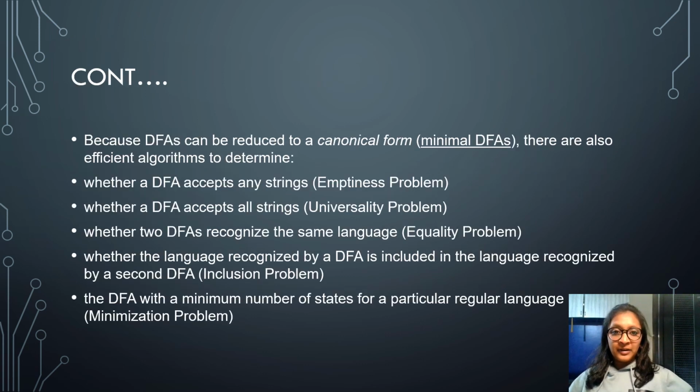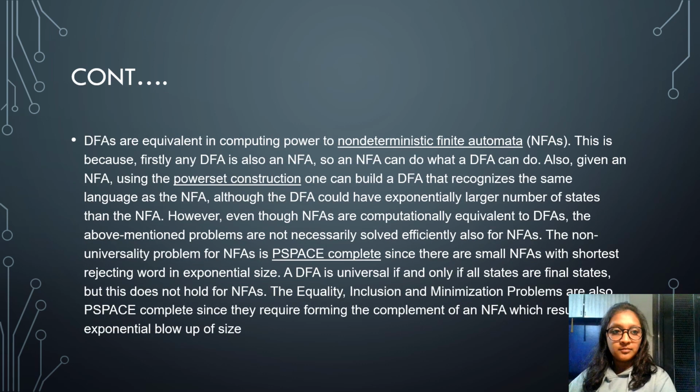Because DFAs can be reduced to a canonical form, that is minimal DFAs, there are also efficient algorithms to determine, for example, whether a DFA accepts any string, that is the emptiness problem; whether a DFA accepts all strings, that is the universality problem; whether two DFAs recognize the same language, that is the equality problem; whether the language recognized by a DFA is included in the language recognized by a second DFA, that is the inclusion problem; and the DFA with a minimum number of states for a particular regular language, that is the minimization problem.